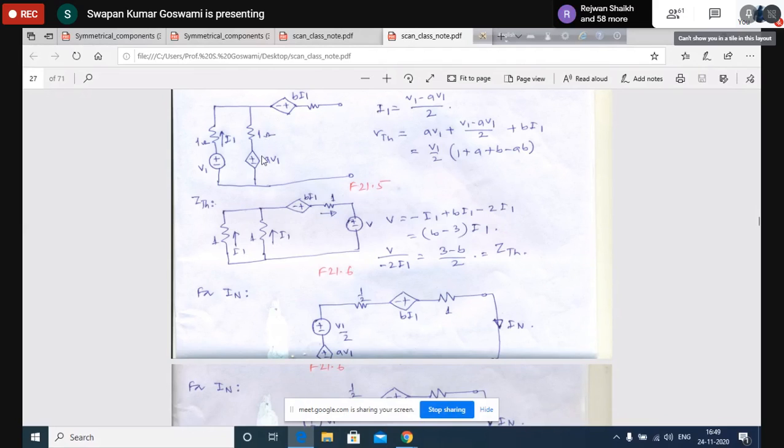We have to allow them to operate, let them operate. But the independent source we removed. Here V1 is not shown. V1 is removed.